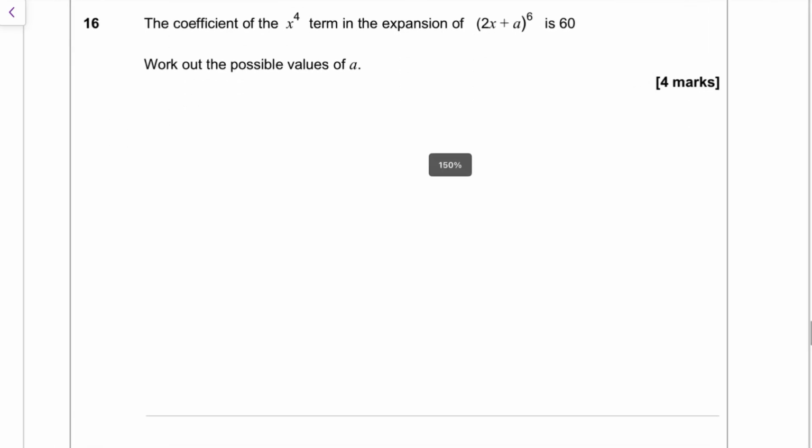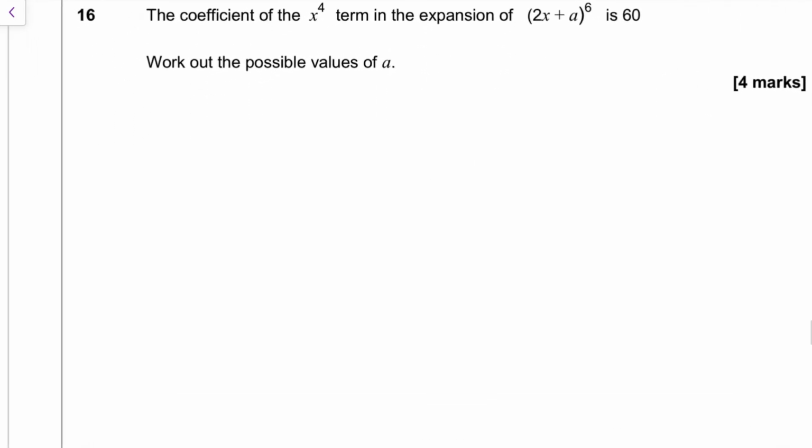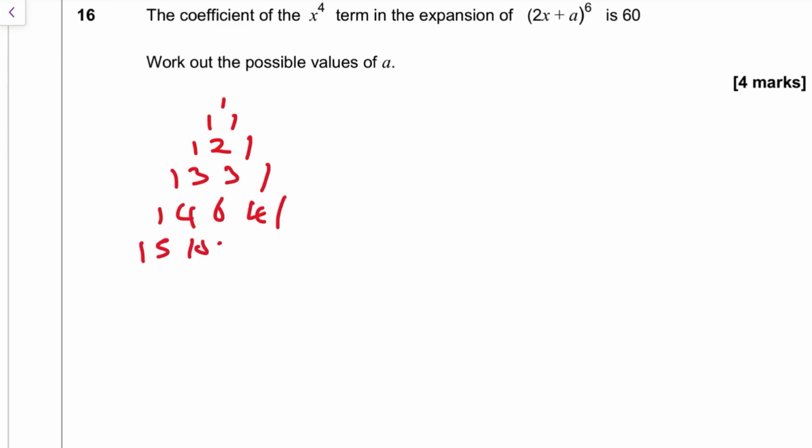We're on question 16. Okay, 5 more questions. The coefficient of x^4 in the expansion of this to the power of 6 is 60. Right, okay. Pascal's triangle: 1, 1, 1, 1, 2, 1, 1, 3, 3, 1, 1, 4, 6, 4, 1, 1, 5, 10, 10, 5, 1. Now, actually, I know all those. I don't know my 6th one. So 1, 6, 15, 20, 15, 6, 1.